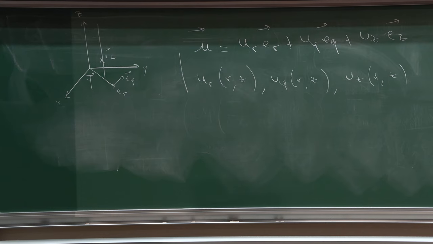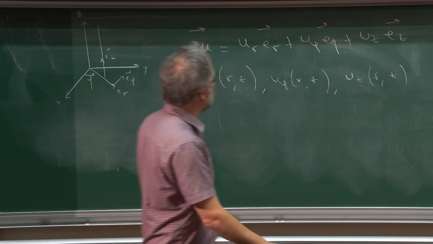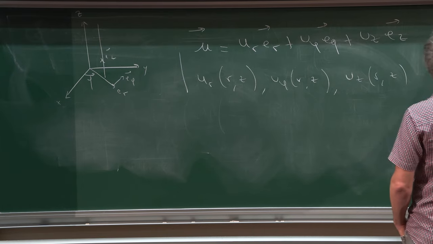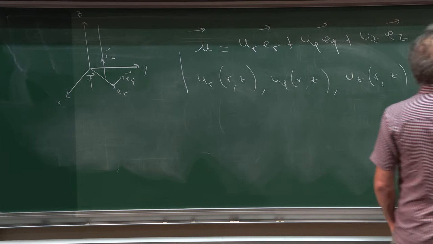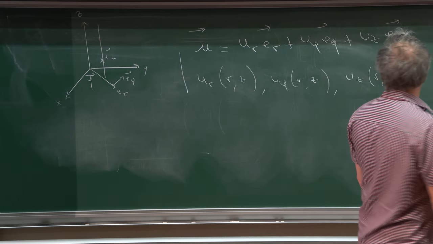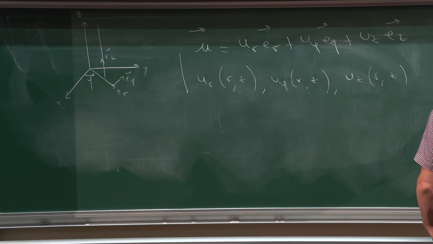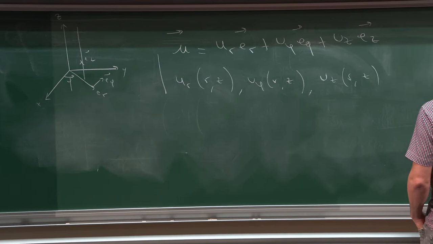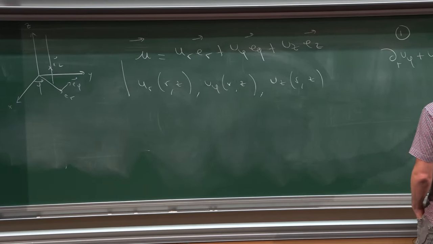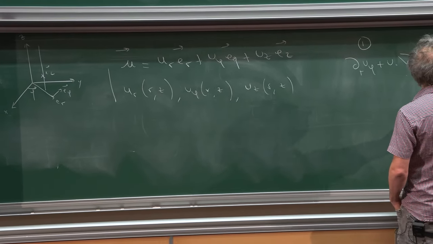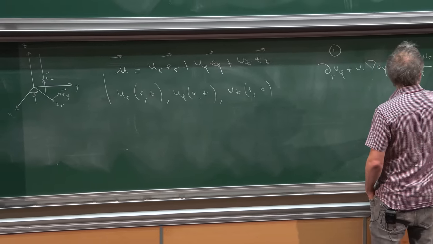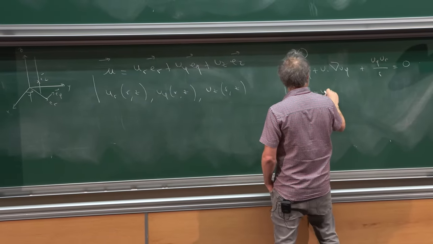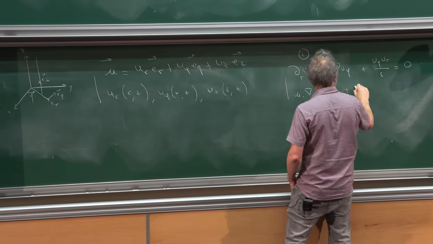Then you write your equation in this frame, and there are two things you need to know, two fundamental structural facts. The first is that the equation on u_phi looks like this: d_t u_phi plus u dot grad u_phi, and you have something like u_phi u_r divided by r equal to zero. I never know the sign, but it's irrelevant. Here u dot grad is just u_r d_r plus u_z d_z.